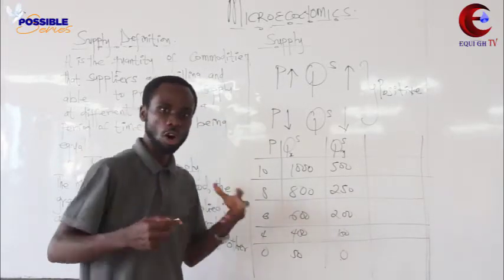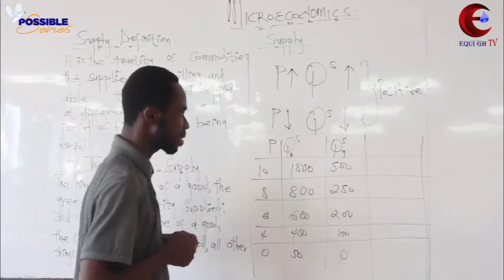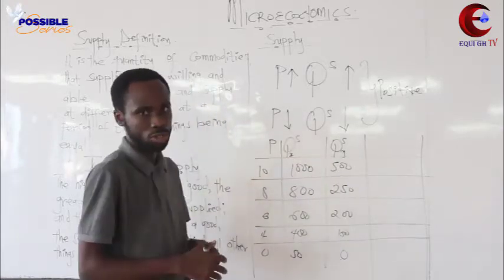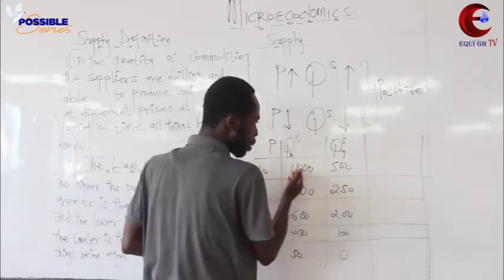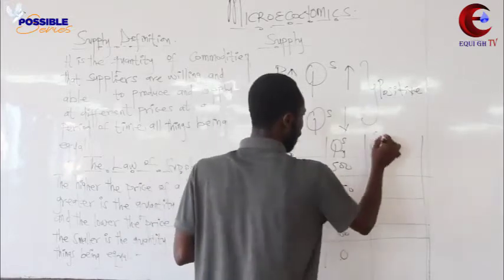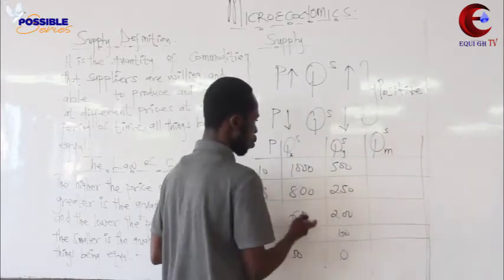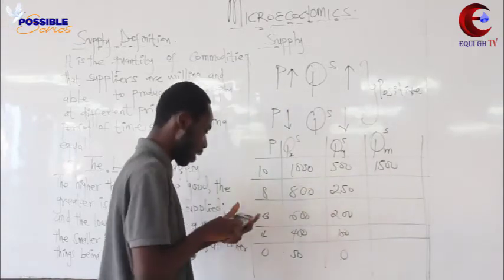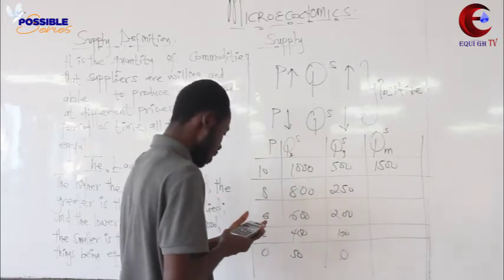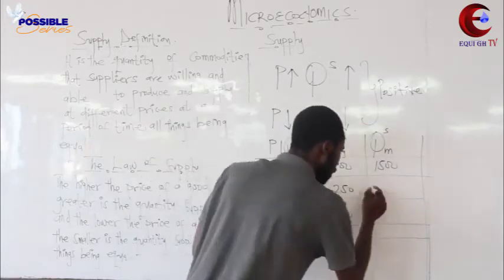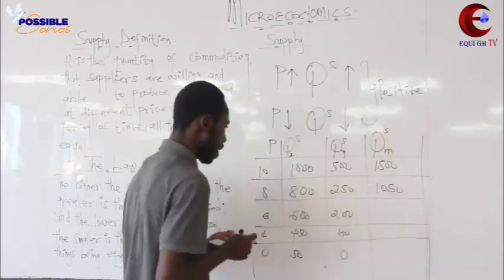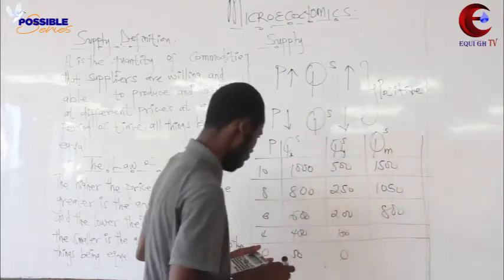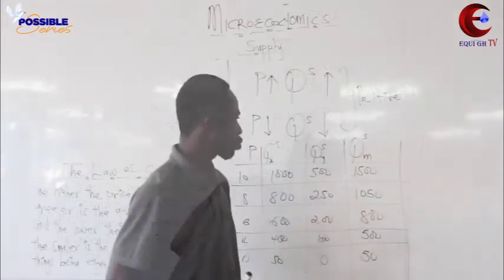So when you talk about market supply, you are saying that it is the aggregate, a summation of the individual supply. I hope it makes sense. So we have two types of supply: individual supply and market supply. This one alone is individual supply, and this one is individual. When you put them together, you get what is called market supply. So this one plus this one give us 1,500. Put them together, we have 800 plus 250 giving us 1,050 here. And then 600 plus 200 will give us 800 here. And then this one and this one will give us 500.